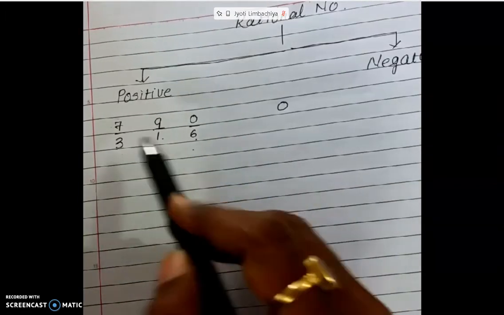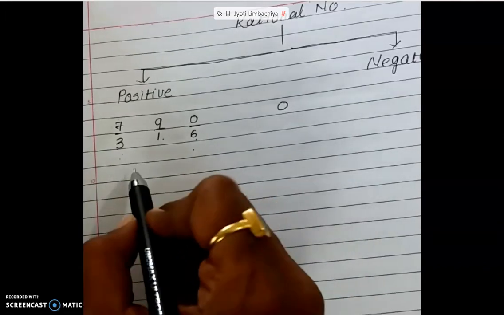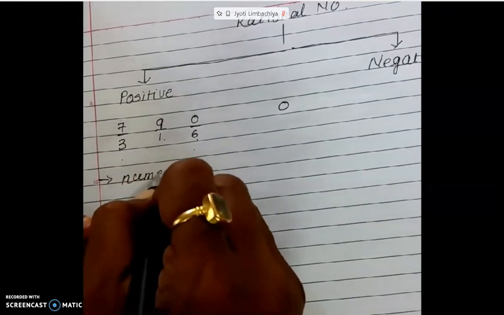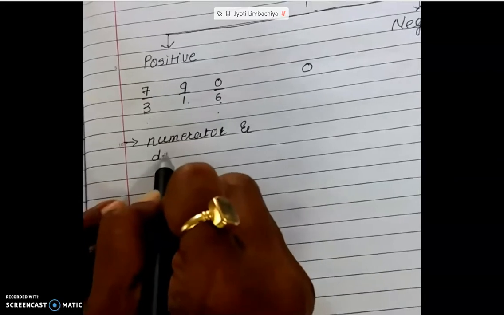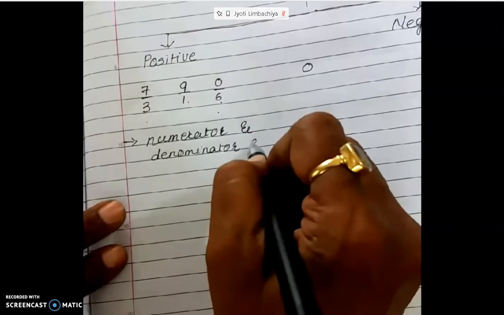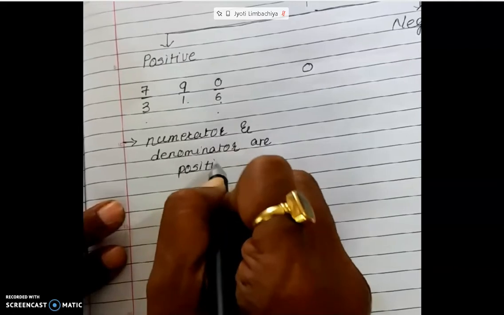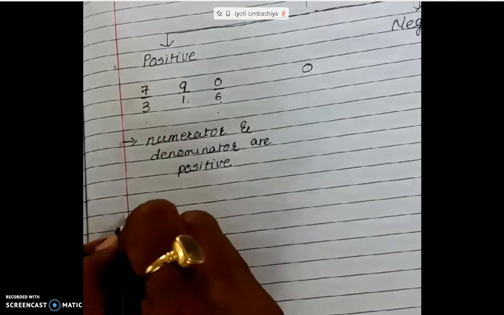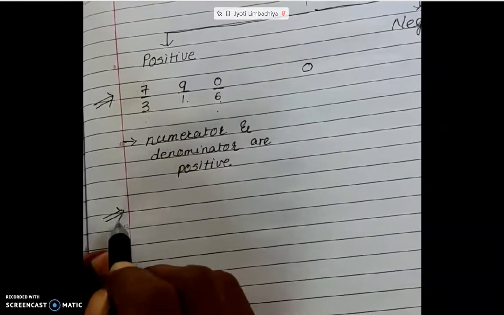Why? Because both the numerator and denominator are positive. So, I can say that if both the numerator and denominator are positive, then it is positive rational number. Now, what about these numbers? See, we have already talked about this. Now let's see some more numbers.